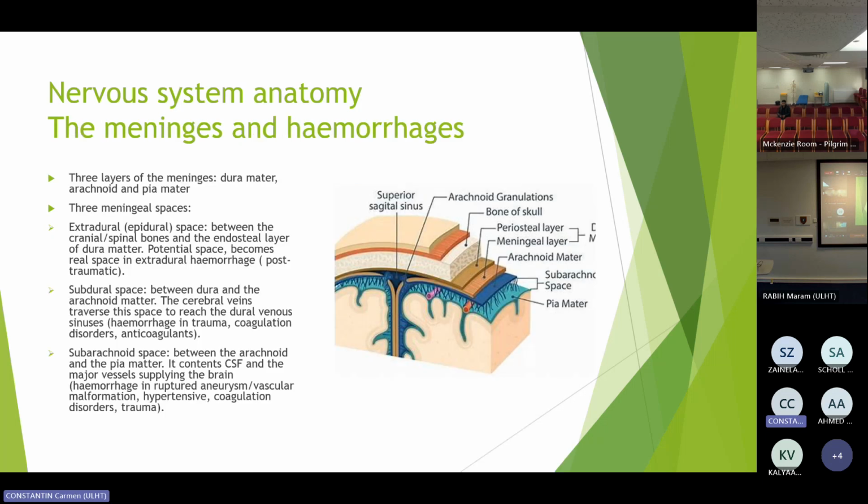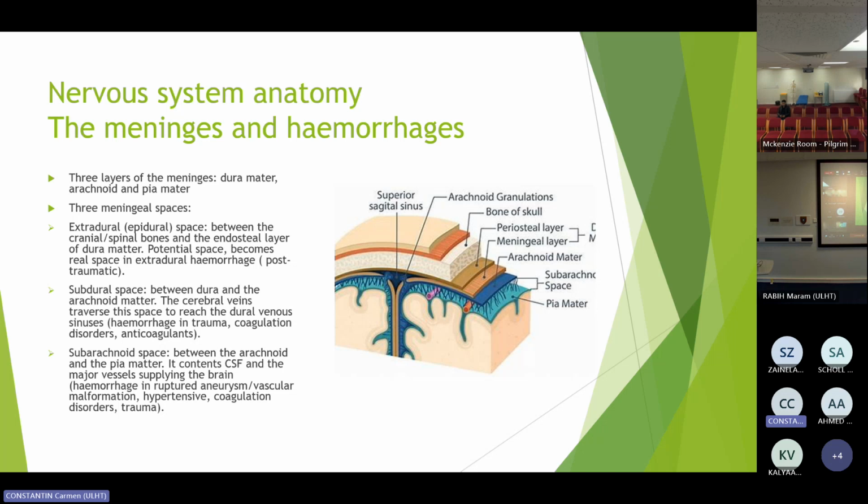Moving forward, we have the meninges to understand the hemorrhages. So we have the three layers of the meninges. We have the dura, we have the arachnoid, and we have the pia mater. The space is, as you know, extradural, between the cranial or spinal bone and the endosteal layer of the dura mater. So this is when we have the extradural hemorrhage, the post-traumatic hemorrhage.